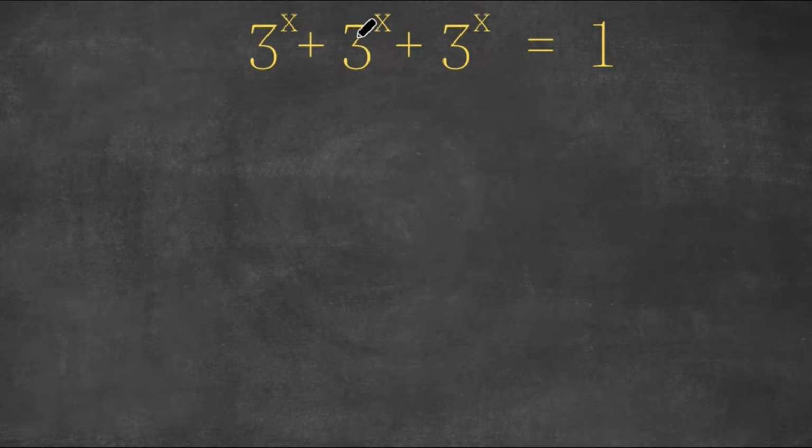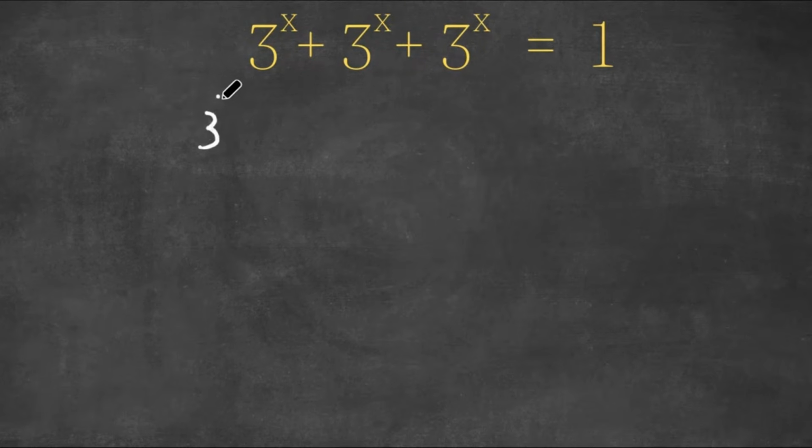In today's video, I'm going to be teaching you guys how to solve this exponential equation. So we have 3 to the power of x plus 3 to the power of x plus 3 to the power of x is equal to 1. Now what I'm first going to do is factor out 3 to the power of x from our left-hand side because all the terms are 3 to the power of x. So that would simplify this by a lot.